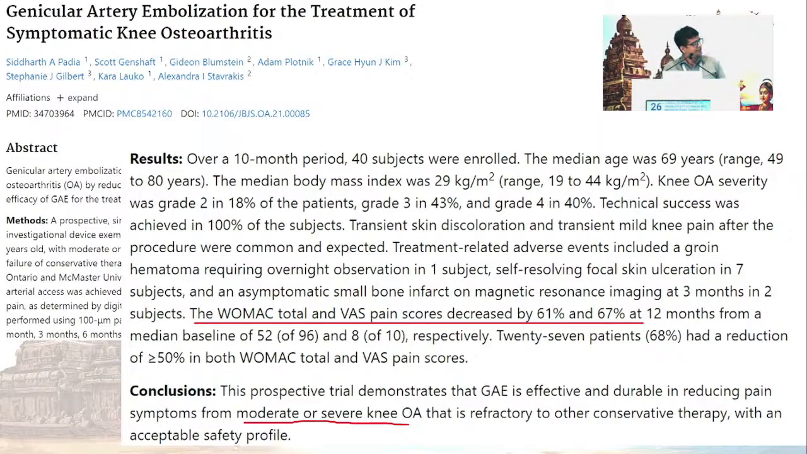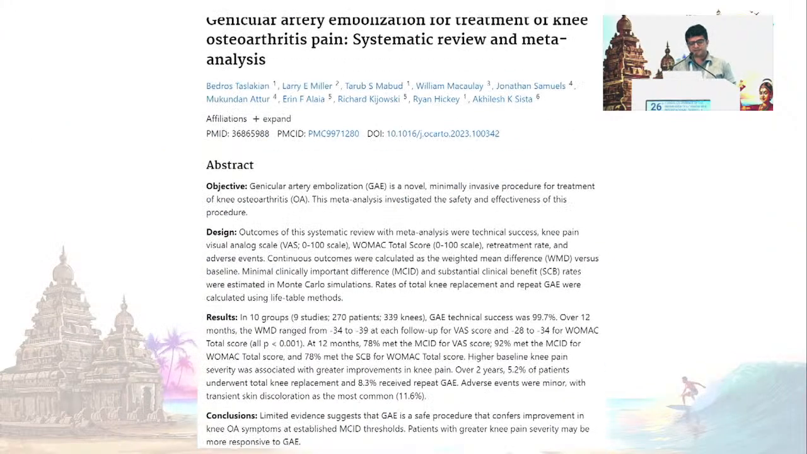Again WOMAC score and pain VAS score reduced by 61 and 67% at 12 months from the baseline, and this is in patients with moderate or severe osteoarthritis. So we can also offer in a selected group of patients genicular artery embolization for severe osteoarthritis. In grade 4 also we can offer in selected patients.